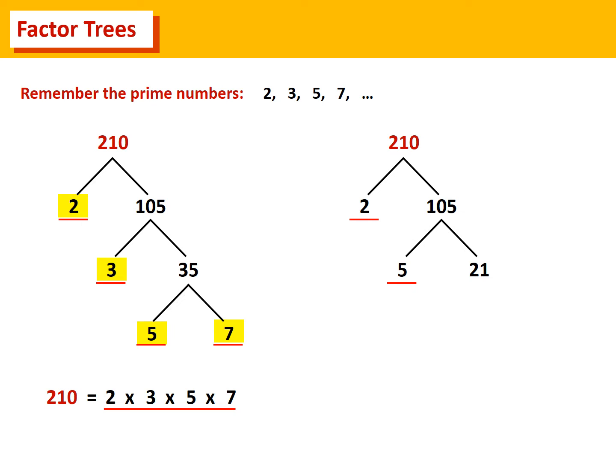5 is underlined, and 21 can be broken down into 3 times 7. But if we look at our final answer, we can still see that 210 can only be written as 2 times 3 times 5 times 7. So it's the same prime numbers multiplied together that give us 210. And that's how we use factor trees to break numbers up into the product or the multiplication of their prime factors.